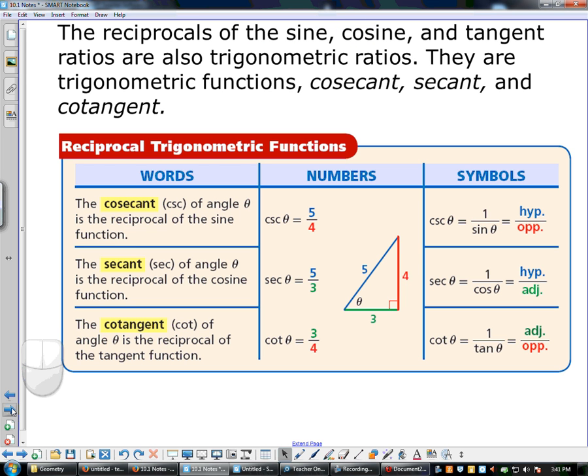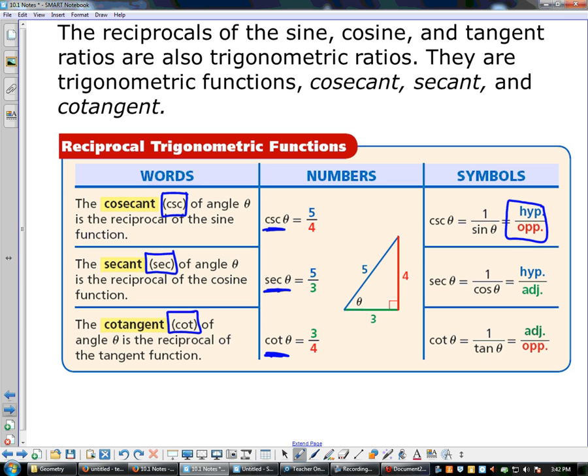All right, the reciprocals of sine, cosine, and tangent ratios are also trig ratios. They are trigonometric functions: cosecant, secant, and cotangent. Cosecant is abbreviated CSC, secant is abbreviated SEC, and cotangent is abbreviated COT. But when we see them, we still read cosecant, secant, and cotangent. Since cosecant is the reciprocal of sine, instead of opposite over hypotenuse, it's going to be hypotenuse over opposite.